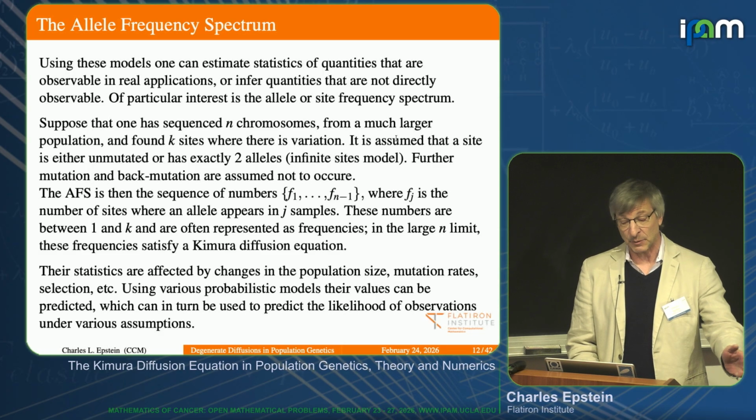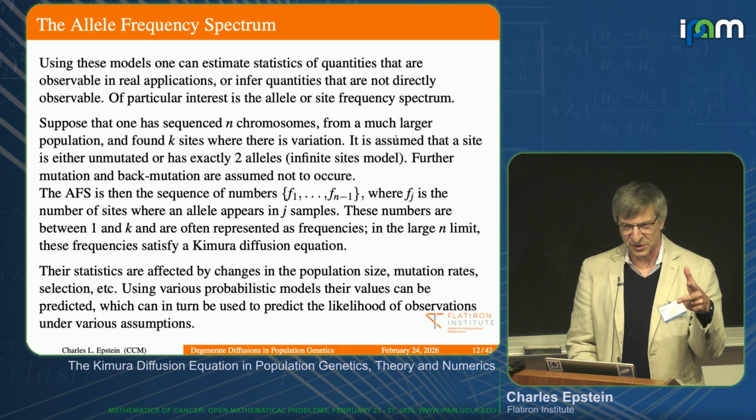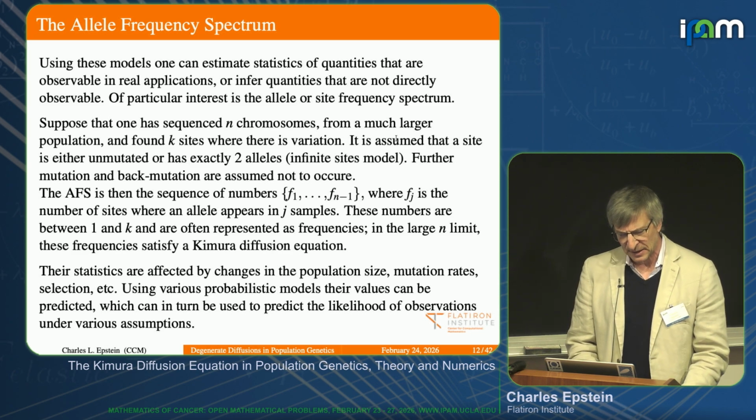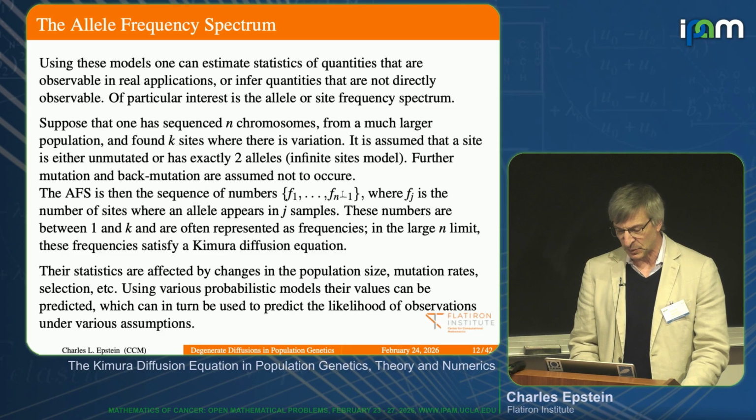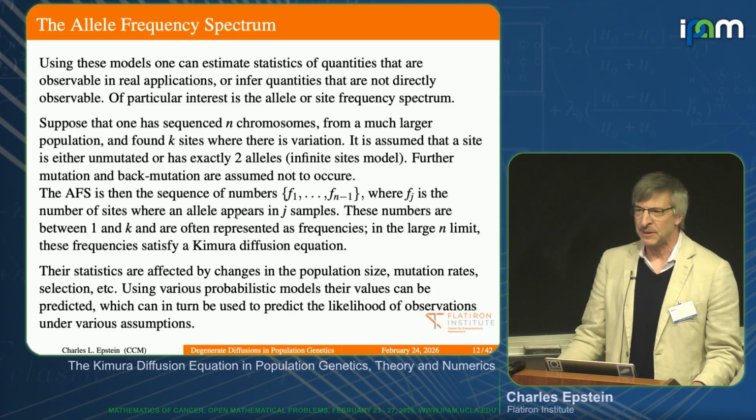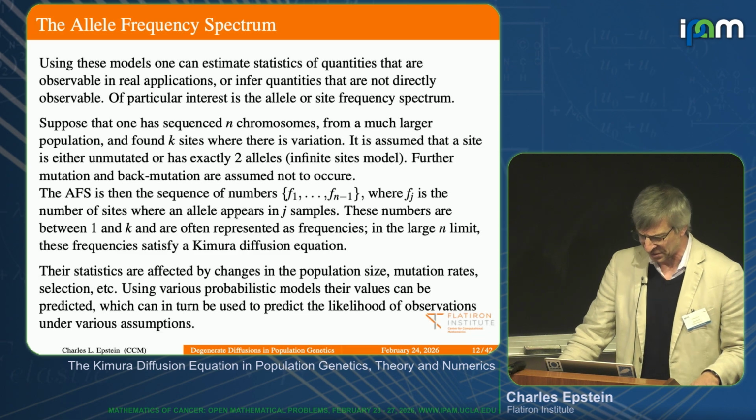Again, we assume the same thing that was assumed before, the so-called infinite sites model: a site is either mutated or unmutated, so there are exactly 2 alleles. You don't have multiple mutations at a given site, and there are no back mutations either. So the allele frequency spectrum is the sequence of numbers F1, F2, up to F(n-1), where n is the number of chromosomes we've sequenced, and each Fj is the number of sites where an allele appears in j samples. So we're not keeping track of the different sites, just how frequently an allele appears.